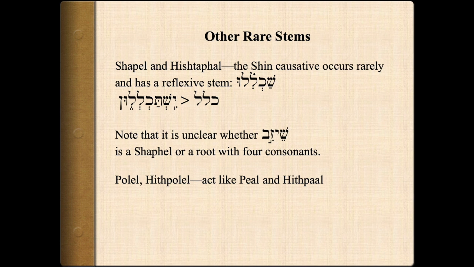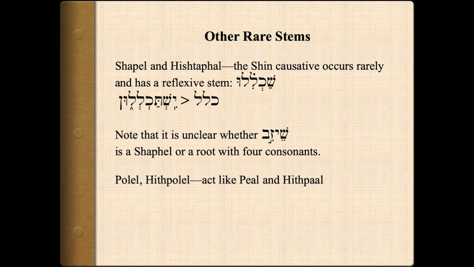There are a few other rare stems, and we have already run into those. So, for example, the shafel and the hishtafal, or some people spell it hishtafel. We have an example here, a couple of examples. The shafel of the root kaf lamed lamed, shachlilu, or yishtachlelun for the reflexive, the prefixed tav form. This is fairly rare. It occurs with only a few roots.